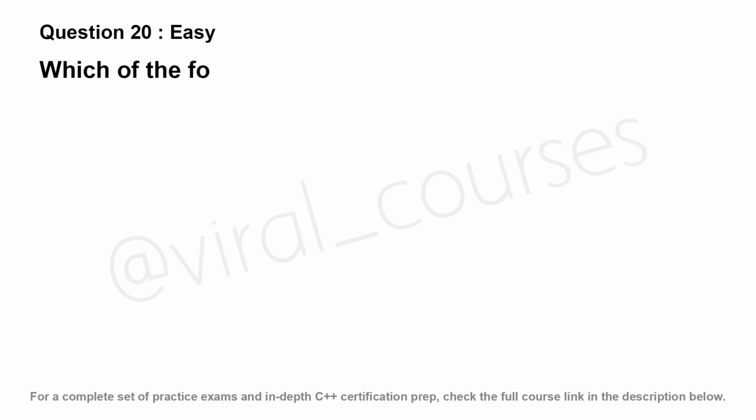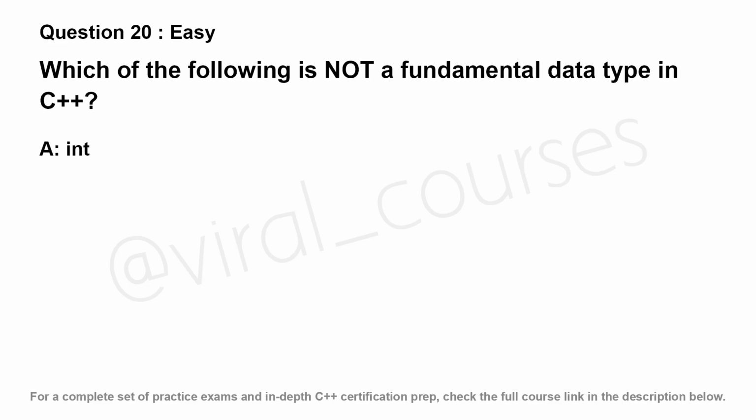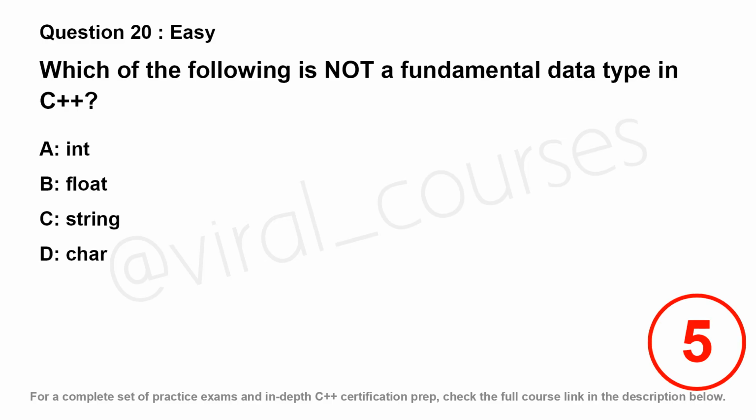Which of the following is not a fundamental data type in C++? Option A, int. Option B, float. Option C, string. Option D, char.